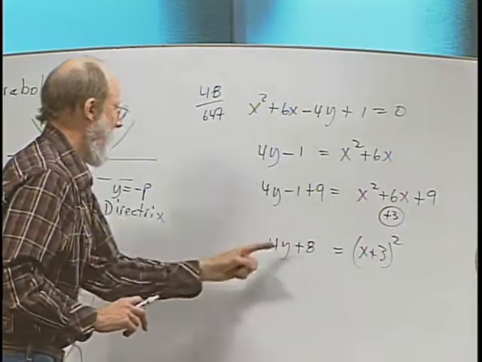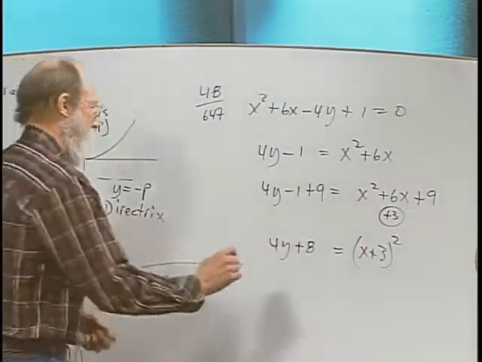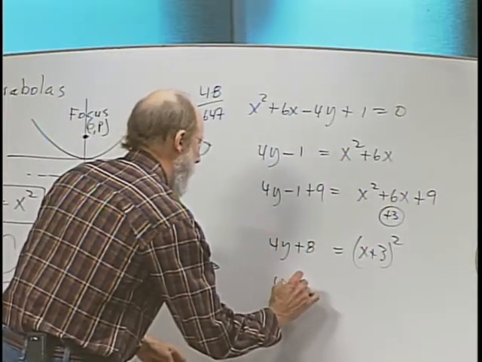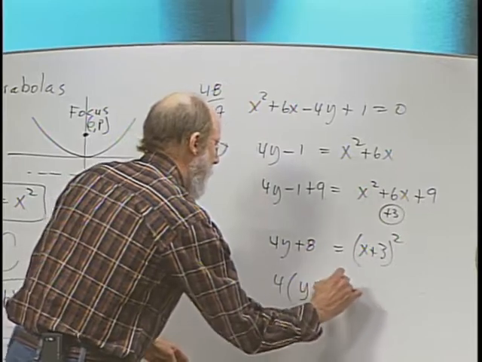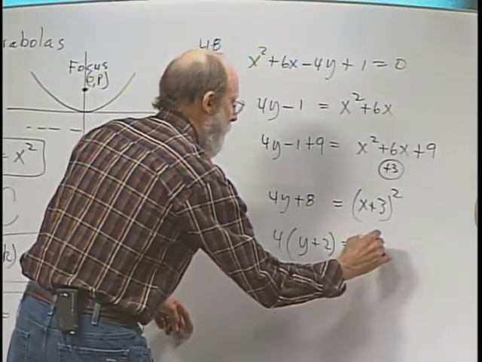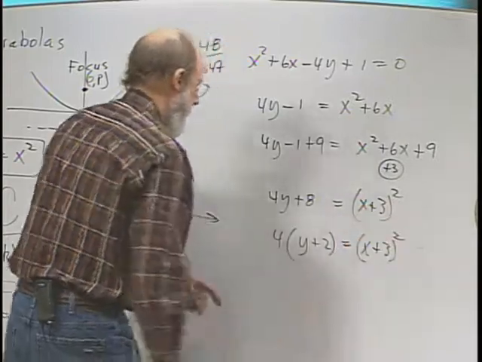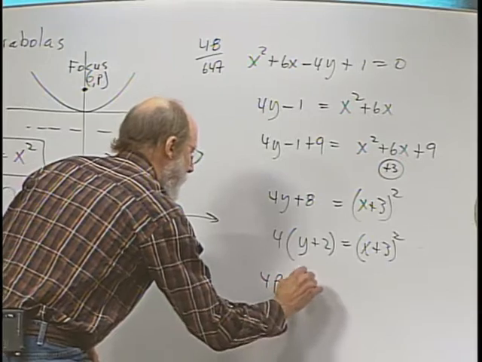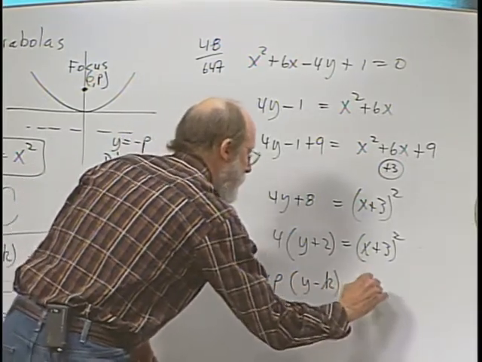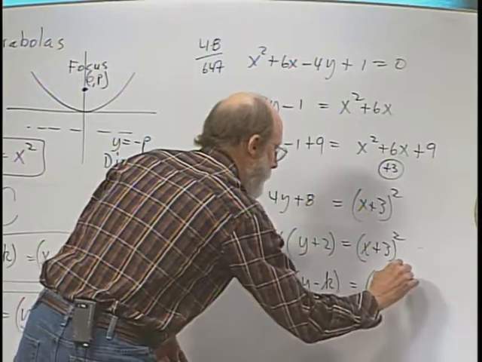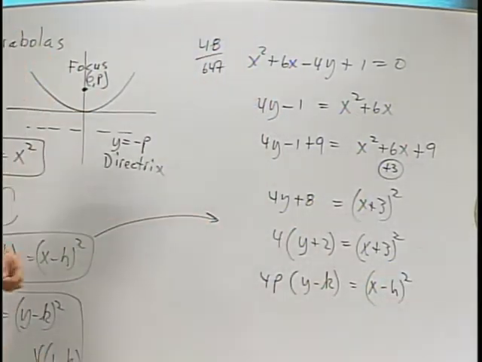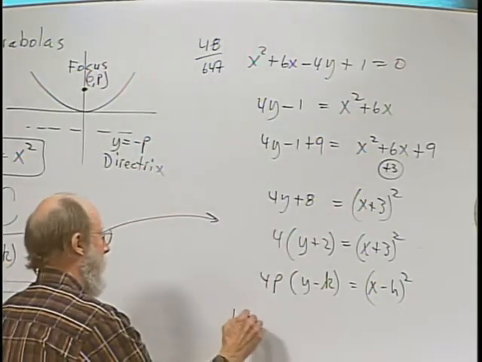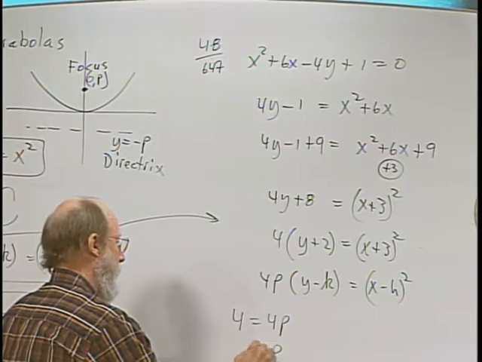You come down to here. We're not quite in the form of the standard equation over here. We need to factor out the coefficient on y. So we pull the 4 out in front, and then we have a y plus 2 in there equals the x plus 3 quantity squared. So here's the form. And if you lay the standard form of the equation right there with it, you can see where the vertex is and what the distance from the vertex to the focus is. So look right here, 4 must equal 4p, so p must equal 1.